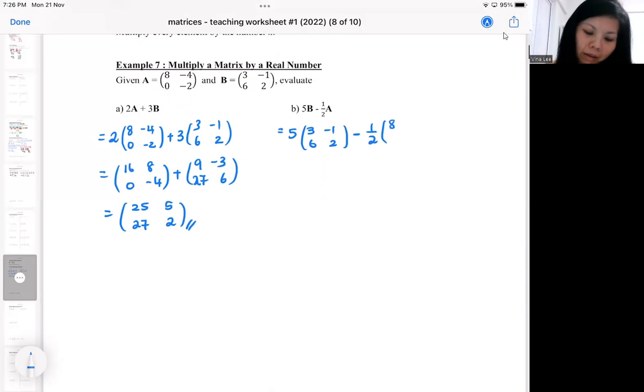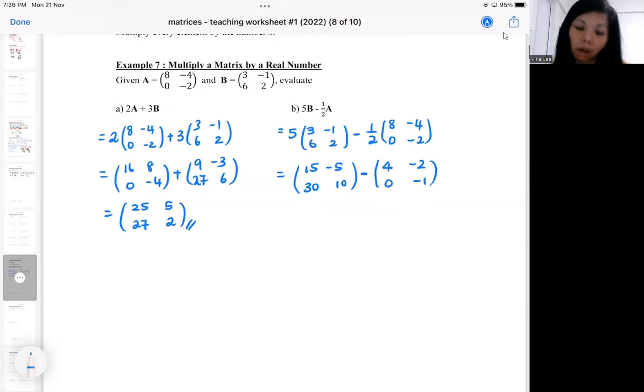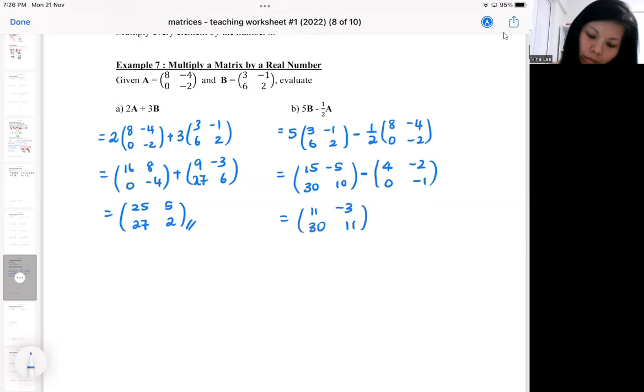Okay, so now this is a minus half. How are you going to handle a minus half? You can choose to multiply minus half into the element, but usually I don't. I will leave the negative sign outside. So usually this is what I will do. I will leave the negative sign outside. I will multiply the half. Then I will do the subtraction of matrices. Okay, so it will be easier that way.